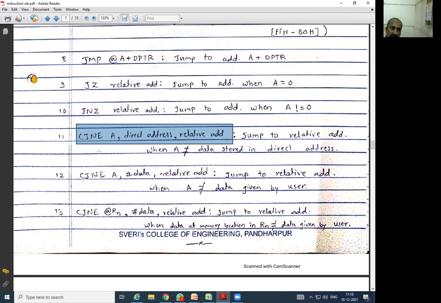So what is it going to do? It is going to check, or compare, the data in A and the direct address. If it is not equal, it will jump to the relative address. Similarly, the next instruction depends on the next addressing mode, that is the immediate addressing mode. What is done in this CJNE? The mnemonic is the same, CJNE, but the operands are different. That is A, comma, #data.